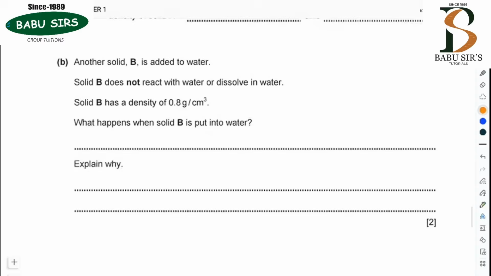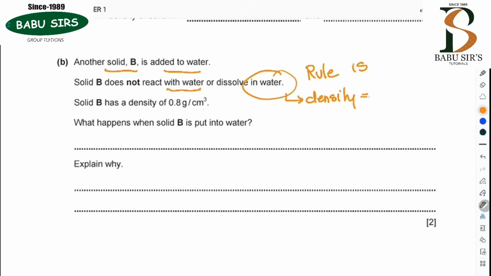Now next question is, solid B is added to water. B does not react with water. So if B is not reacting, it will either float or it will sink. So let's see. Now the rule is, you are putting it in water. So water density is 1 gram per centimeter cube. This is the density of water.